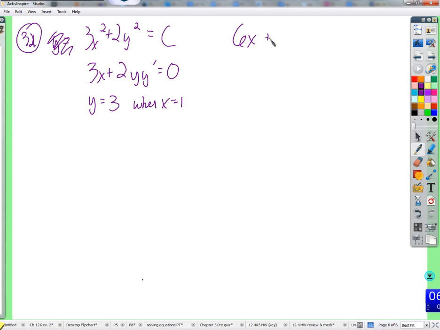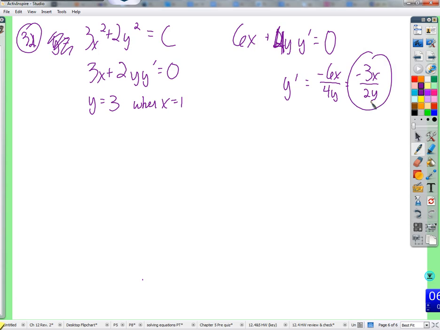Okay, so we got plus 2y prime. Wouldn't it be 4y? Okay, or y prime equals 0. Equals 0. All right, so now y prime equals negative 6x over 4y equals negative 3x over 2y.